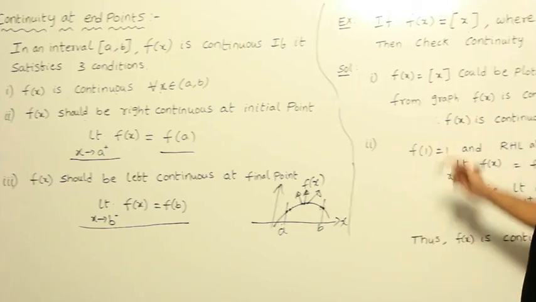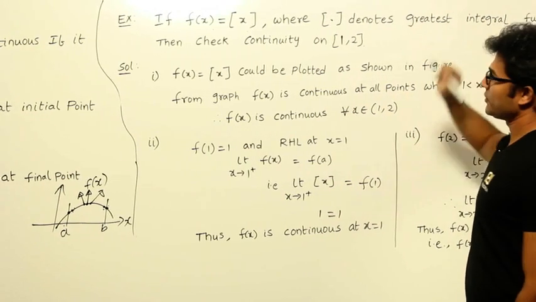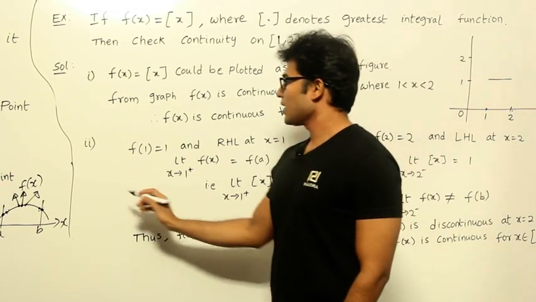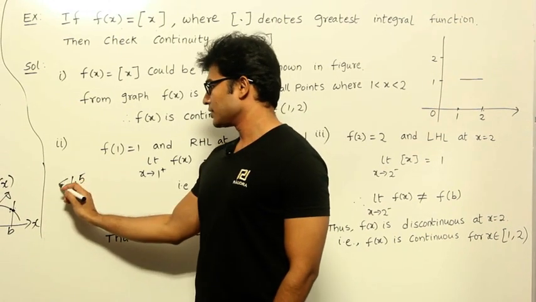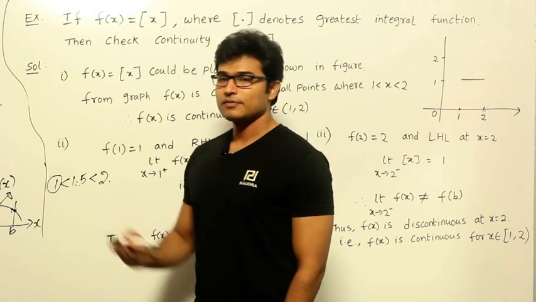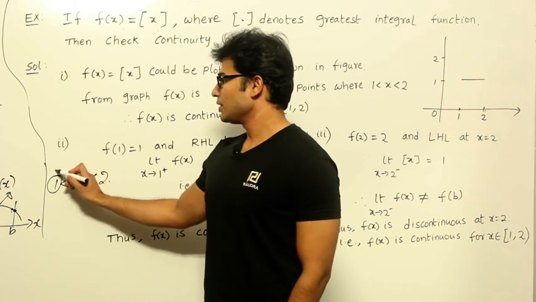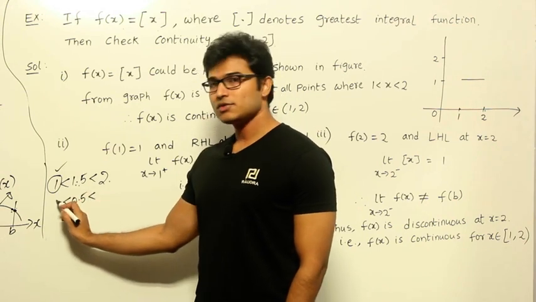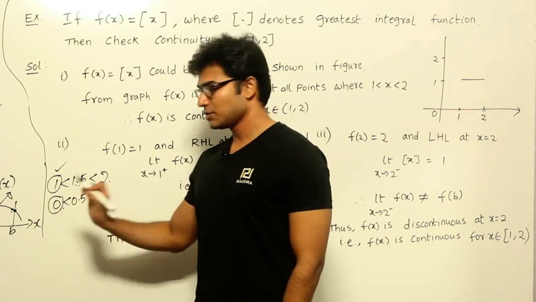Now let's take an example. If f of x equals [x], where [x] denotes the greatest integer function, then check the continuity on 1 comma 2. What is the meaning of [x]? If we have a value, let's say 1.5, it lies between two integers, 1 and 2, and its value will be given as 1. For all the values between 1 and 2, the value of the step function will be 1. If you take 0.5, it lies between 0 and 1, therefore its value will be 0, which means for all the values between 0 and 1, the function value will be 0.